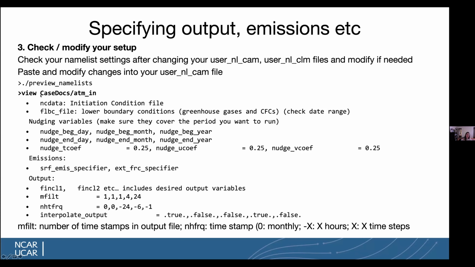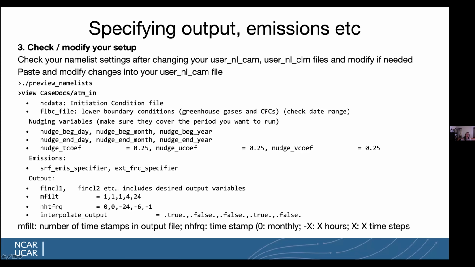As you do that, you go in your case directory, there is a directory which is called CaseDocs. There is a file that's called atm_in. This is the name list for the atmosphere. And there, if you look through, you find your ncdata file, and hopefully it's the one that you want that you just changed. But you can also find other things that I mentioned before. This is the lower boundary condition file. And as I said, we use the SSP 8.5, but if you desire a different one, you can change that.